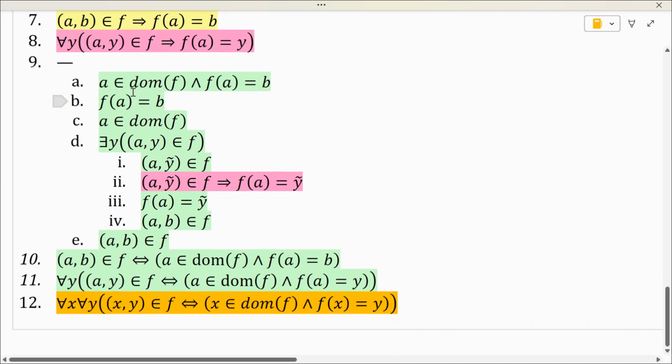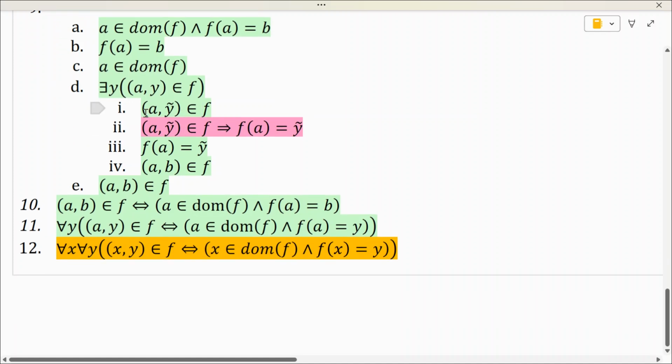F at A is equal to B. That's coming from the and elimination. This is coming from the and elimination. This is an application of the membership elimination, which, as you might recall, domain of F. This is exactly the same thing as saying this by definition. Then when we use existential elimination, we're using this as our assumption here, where we instantiate y tilde for y. We have a comma y tilde is an F. And we also have this statement here.